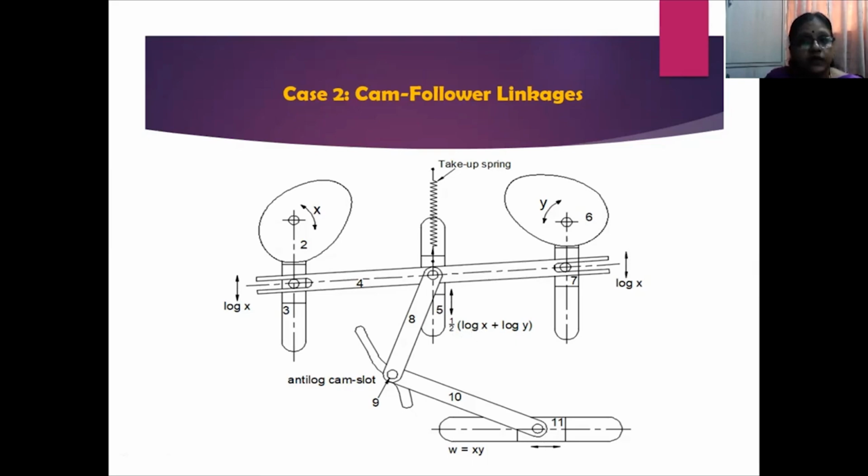But our interest is not in terms of logarithm, but in terms of multiplication of two variables, x and y. So in order to obtain this, you have to eliminate this log term. In order to eliminate this log term, you allow these links to go inward in an anti-log cam slot. And this anti-log cam slot will again allow the link 10 to have a reciprocating motion through link 11, and thus you obtain W equal to X into Y.